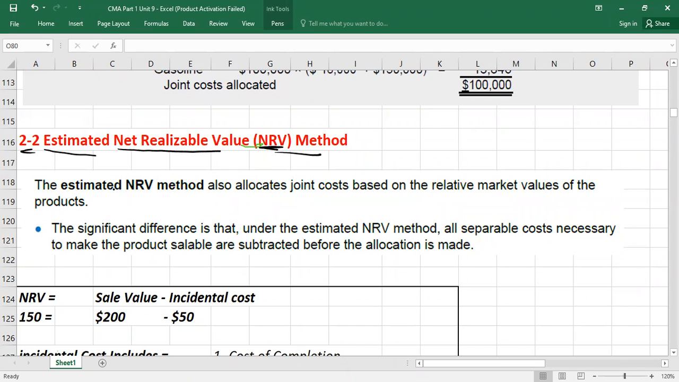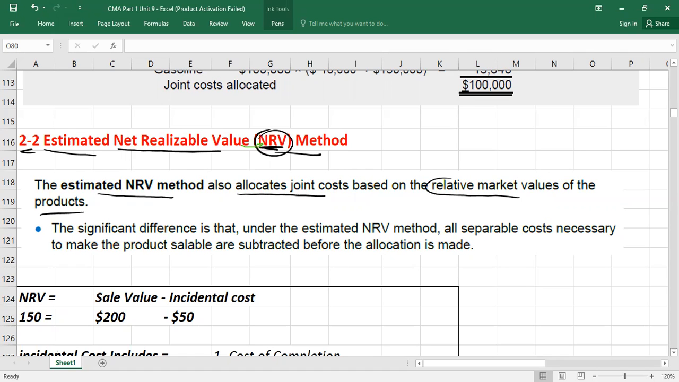Please guys remember here, the estimated NRV method also allocates joint cost based on what? Based on market values of the product, but not only gross market values. We need net values. So it means we need net realizable value. So how will you calculate net realizable value? I will make a format, don't you worry, you will get the format. But first understand what the net realizable value is.